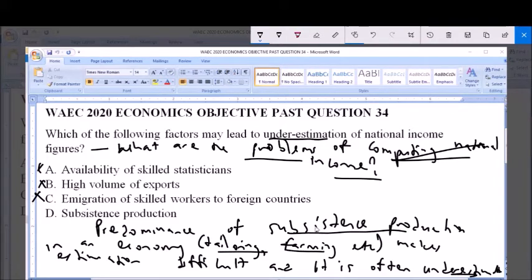These subsistence occupations, or subsistence production in general, are very difficult to estimate in terms of the value or in terms of the income they generate. So because of that reason, the national income figure is often underestimated as a result of predominance of subsistence production in an economy. So option D, subsistence production, is the correct answer to the question.